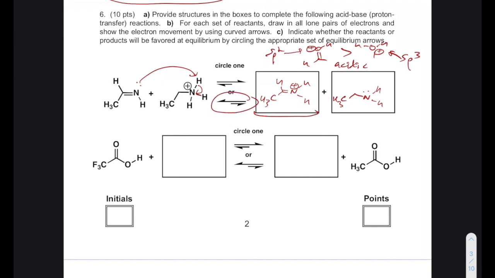Okay, for the next one, this is an inductive effect. So we have a trifluoromethyl versus normal acetate. So trifluoroacetate and non-fluorinated. And here, the important thing to notice when we draw in the conjugate bases. Right, so that's the conjugate base. All right, we have to draw the arrows.